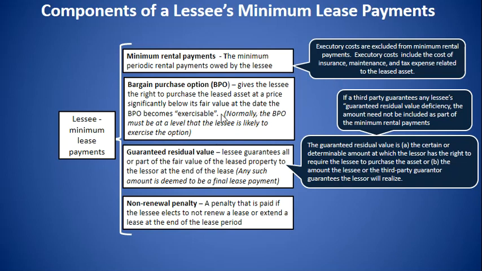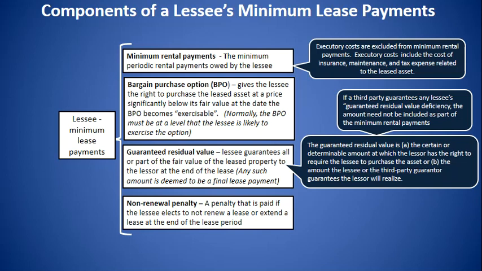Another component, or the second component of minimum lease payments, would be a bargain purchase option, or BPO. And this gives the lessee the right to purchase the leased asset at a price significantly below the leased asset's value at the date that the BPO becomes exercisable. In other words, it's a deal that you really can't pass up as a lessee. That would be a bargain purchase option, or BPO.